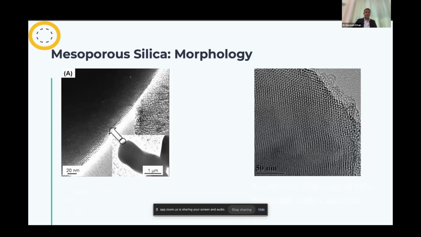Here is a small morphology picture that we have taken from the internet. We have our own pictures, but they were not so clear and visible, so I have taken a picture from the internet. This is how mesoporous silica morphology looks, and this is how the pores look under the microscope. Here you can see 20 nanometers, 1 nanometer, and here 50 nanometers. This is how mesoporous silica looks.